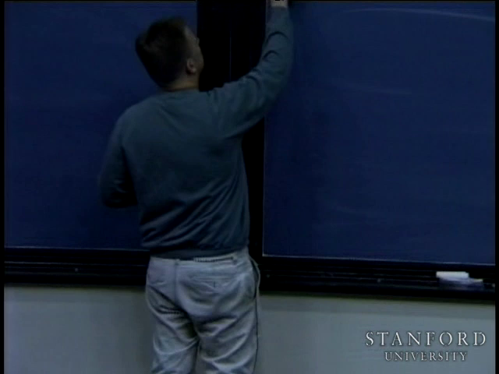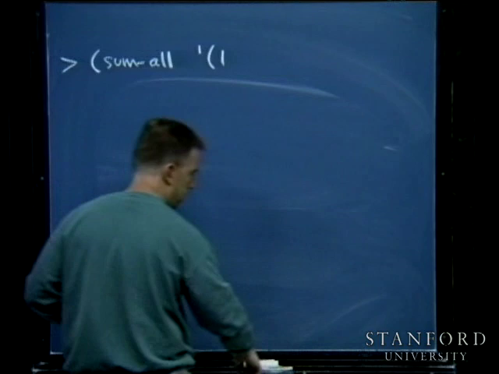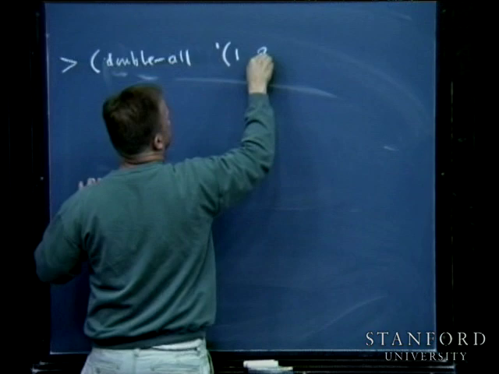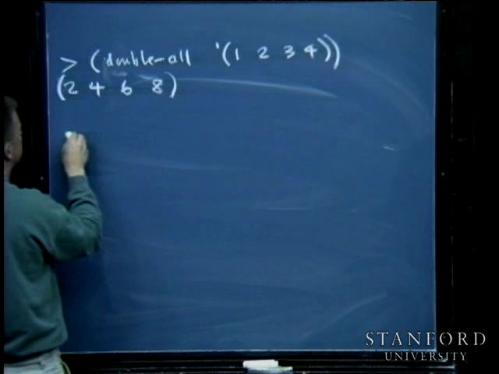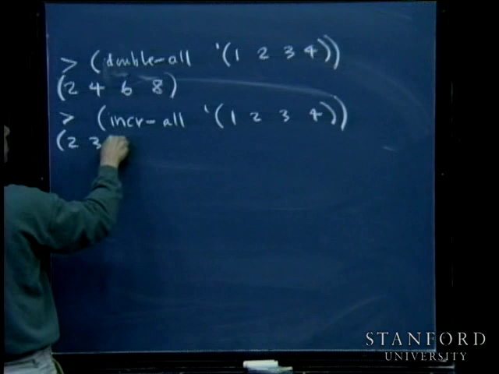Do you understand that if I write this as a function, sum all, actually I don't want to do that, I'm sorry. Let's say double all. And I give it this list, and without writing code, I think it's pretty clear that the output of this should just be 2, 4, 6, 8. If I have another function called increment all, and I type in this right here, I expect it to spit out 2, 3, 4, 5. Okay? Do you understand how those are algorithmically similar?